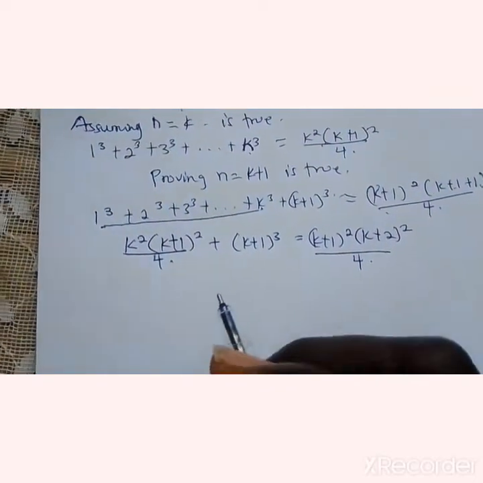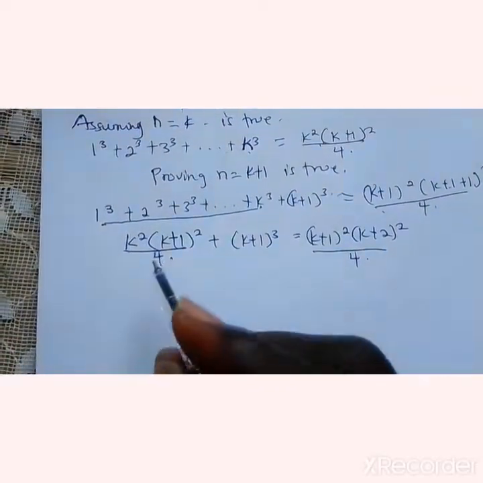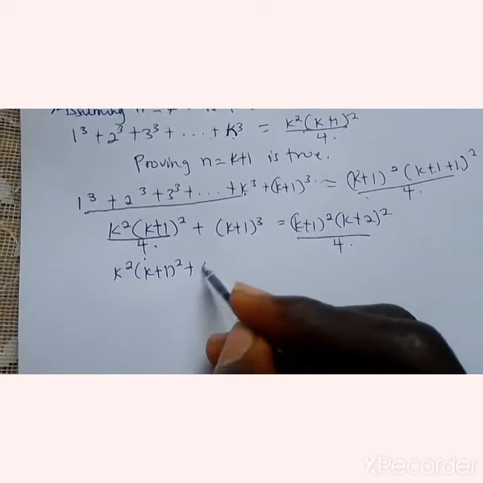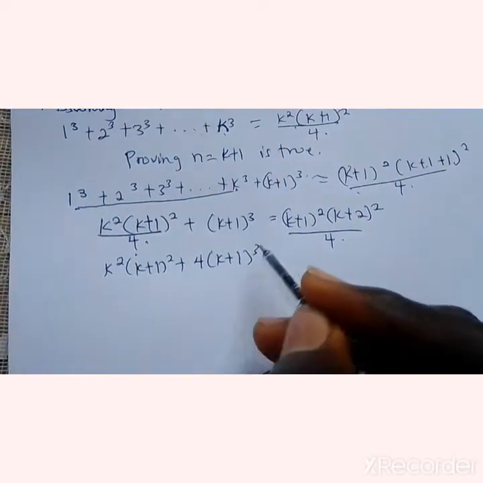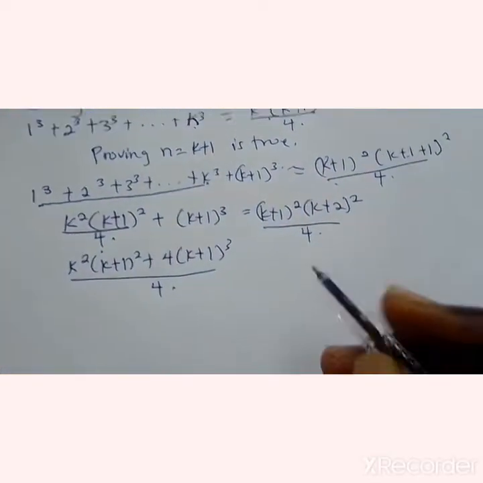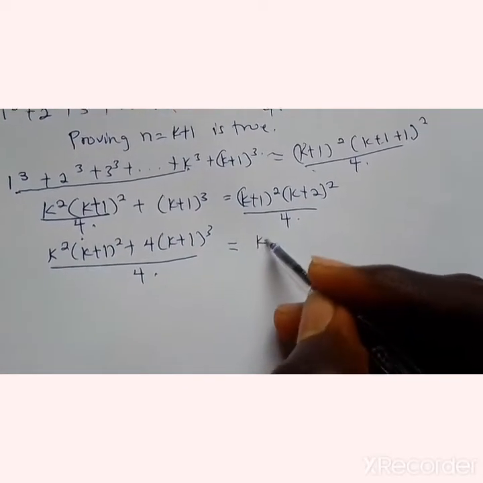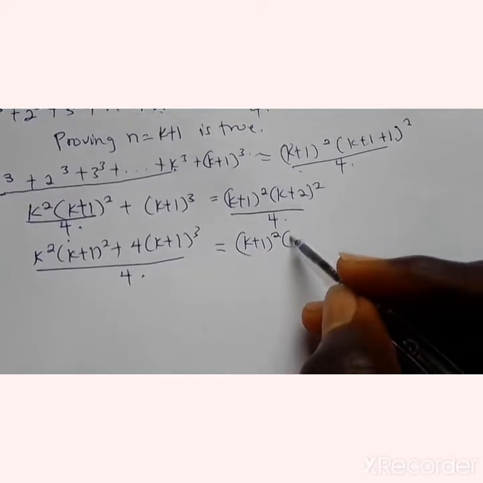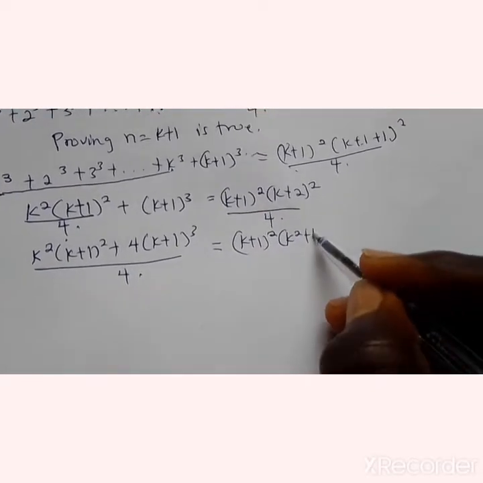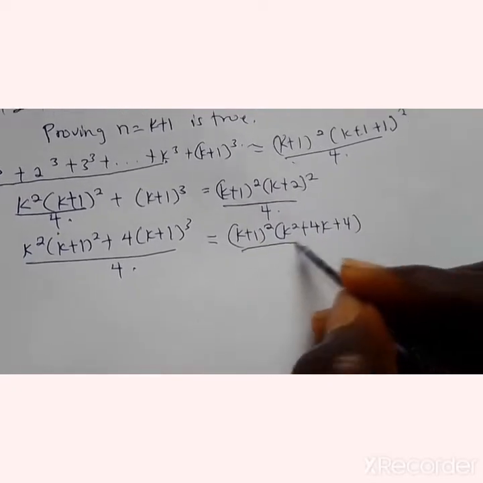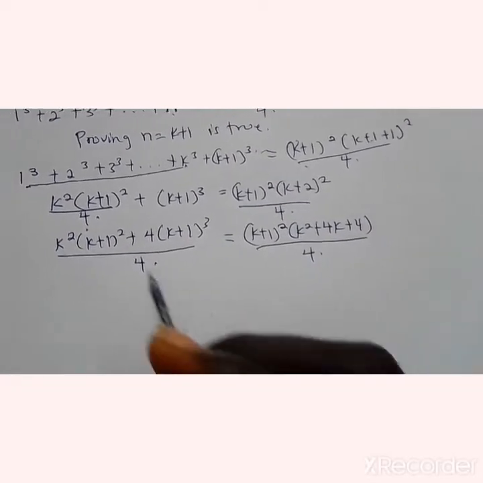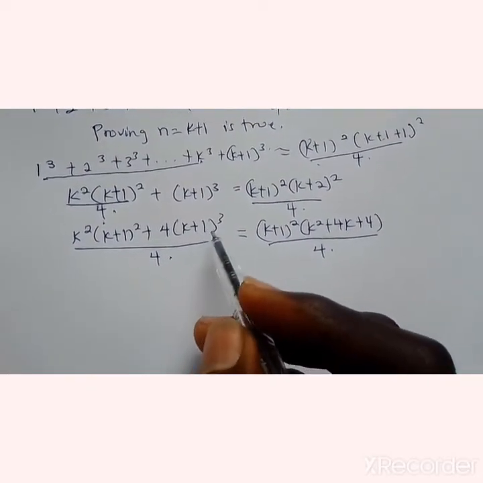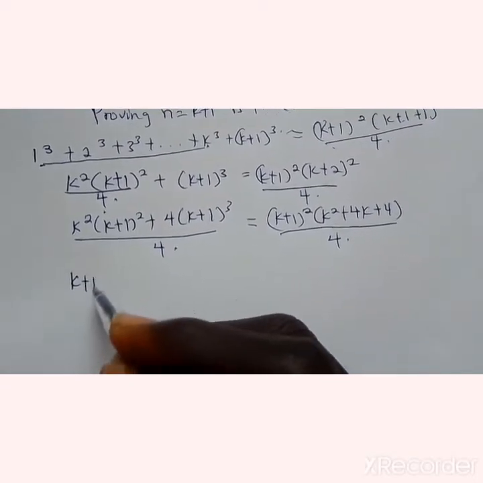So from here, I'll multiply this by this as we do with a normal algebraic expression. k squared times k plus 1 all squared plus 4 times k plus 1 all cubed, all over 4, should be equal to k plus 1 all squared times k squared plus 4k plus 4, all over 4. So when I come here, I'll simplify, or I'll make k plus 1 all squared the subject. So I get k plus 1 all squared out.